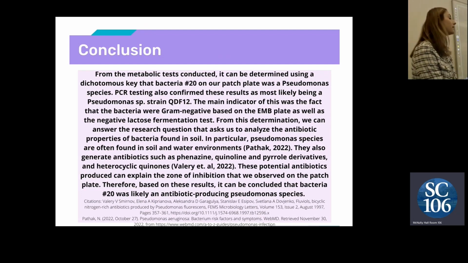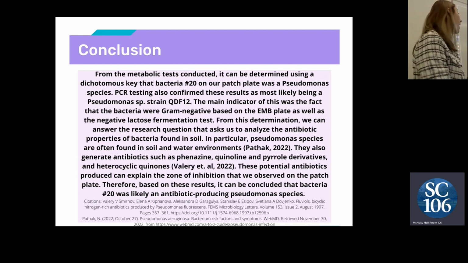And all of our tests that we conducted were pretty much in agreement, so there wasn't really anything, as we were just using the dichotomous key to prove that it was a Pseudomonas species. And since all of the results were kind of in unanimity, it was pretty easy to make that determination, and the PCR testing confirmed which strain in particular this was.